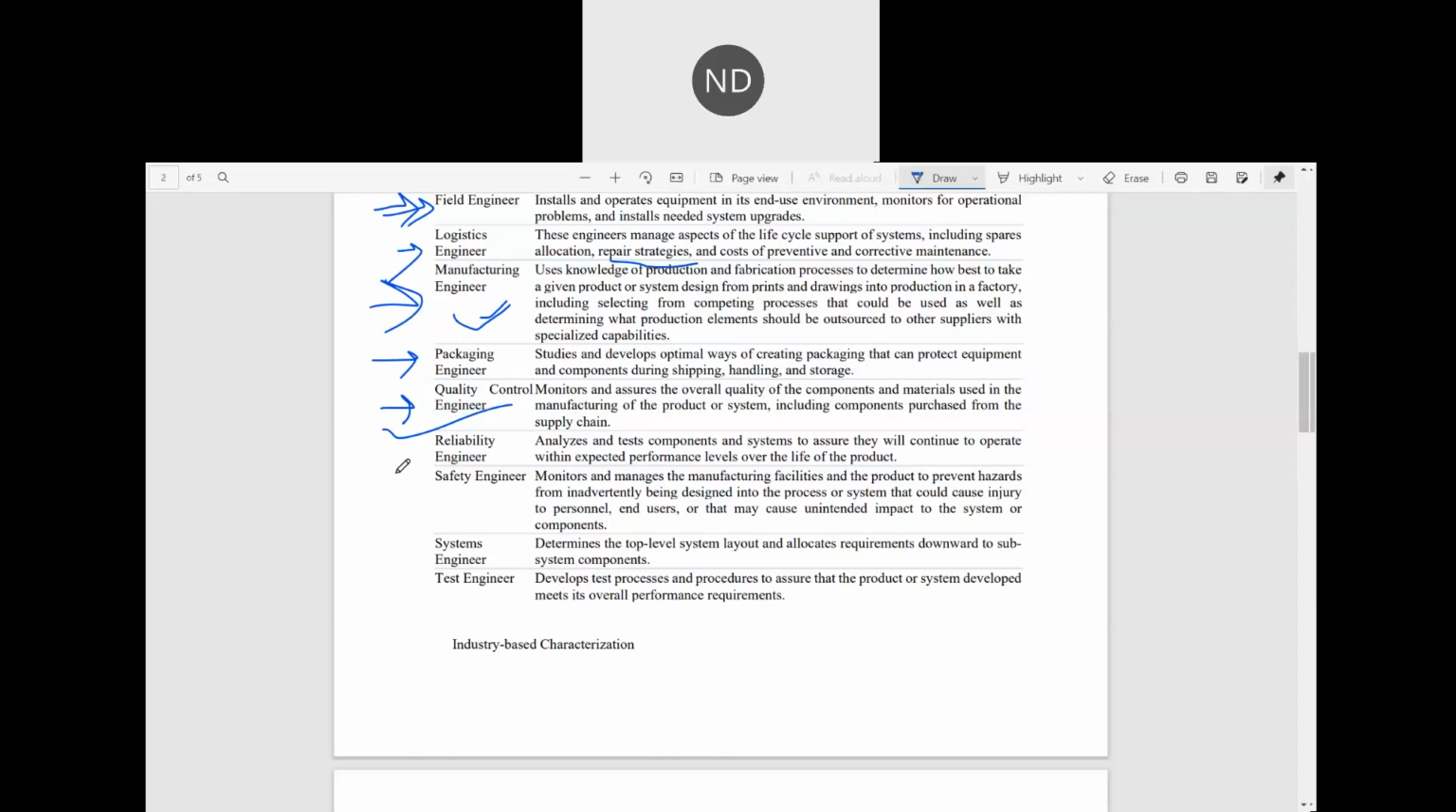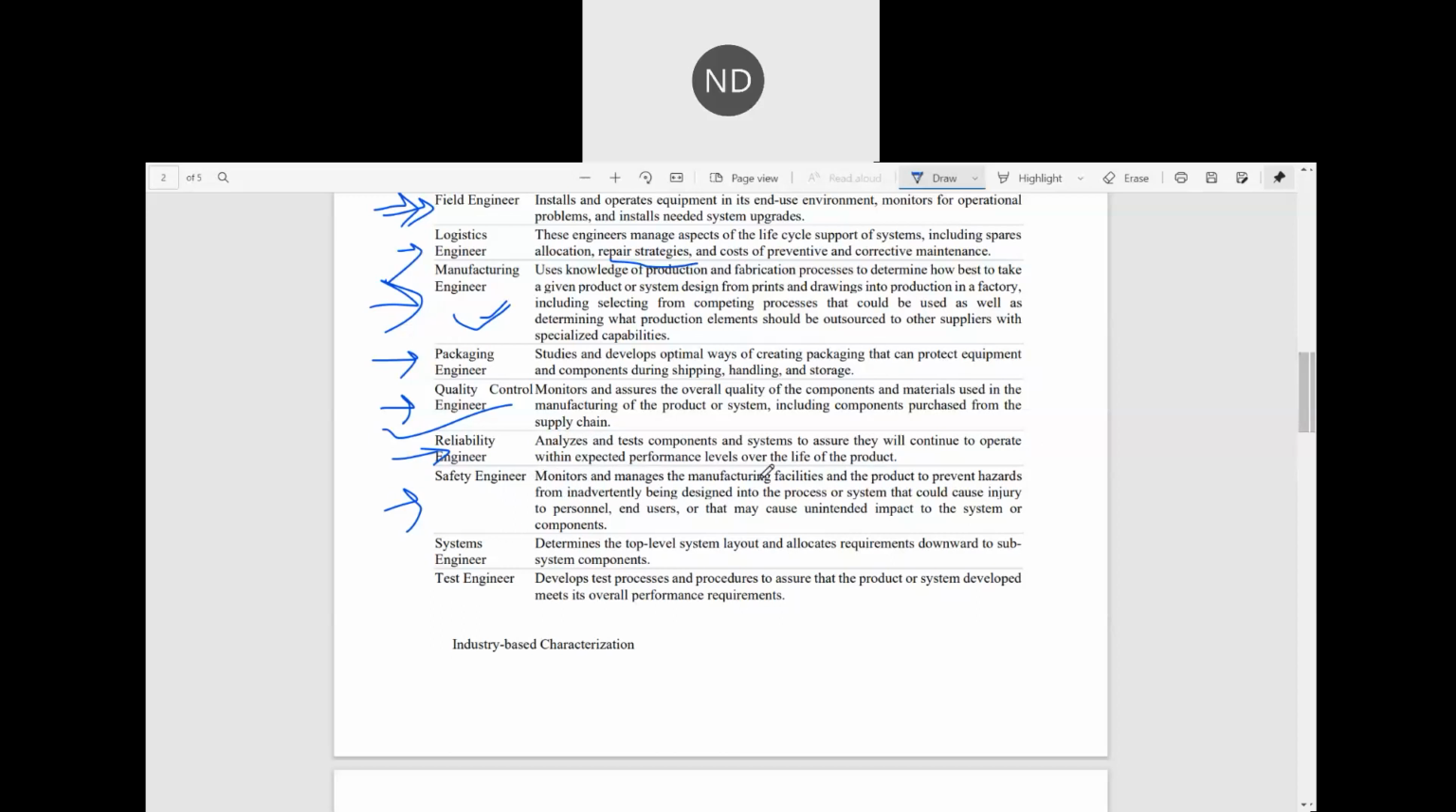Okay, then we have the reliability engineer. What is he going to do? He is going to analyze and test components and systems to assure that they will continue to operate within expected performance levels over the life of the product. Okay, so safety engineer, what do they do?